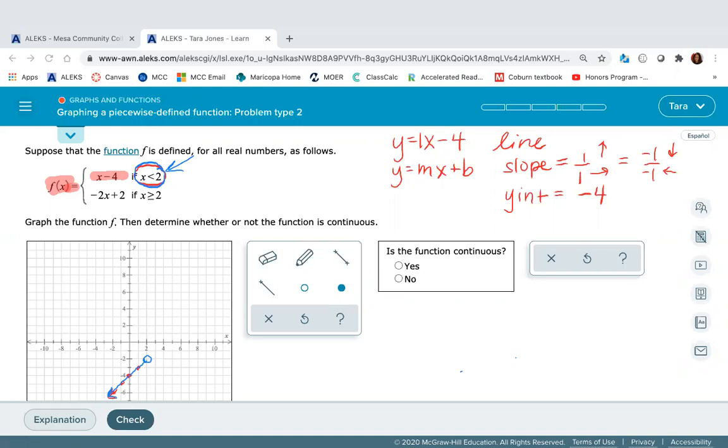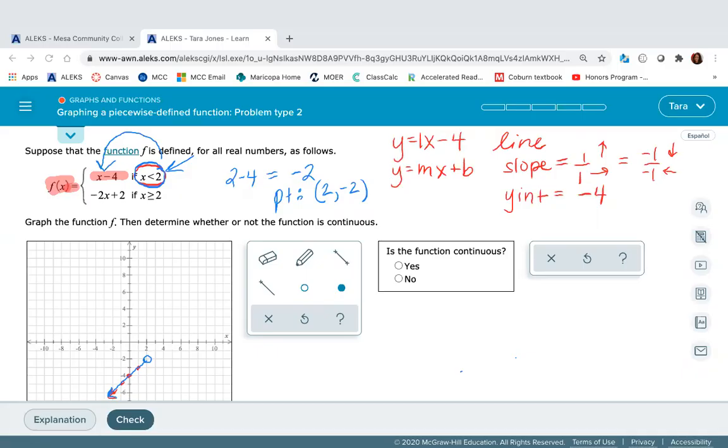The other way of determining that point where we have the open dot is to actually substitute 2 into the function. So if I substitute 2 into the function, that's going to be 2 minus 4, which is equal to negative 2. So that means that the point on the line where we would have that open dot would be at 2 comma negative 2, which you can see does correspond to where we have the open dot on our graph. So that means now we are done with graphing the first piece, and we can move on to graphing the second piece of this function.